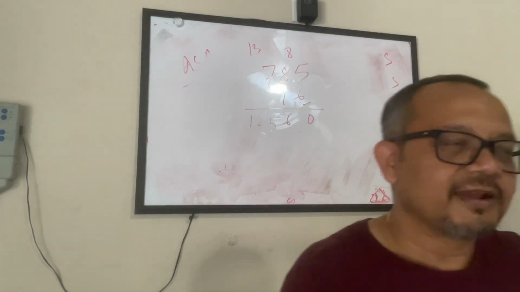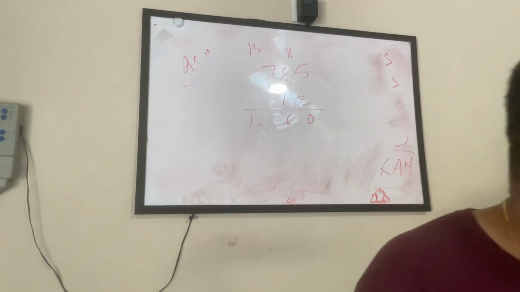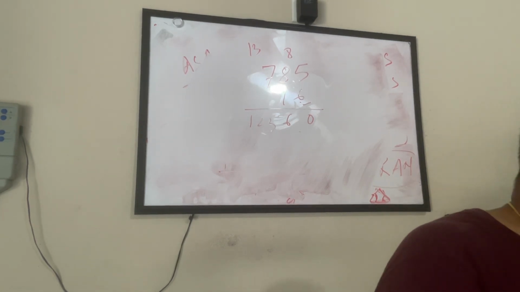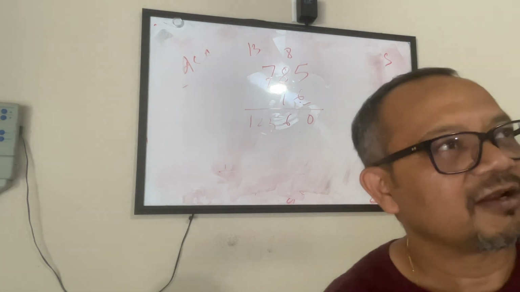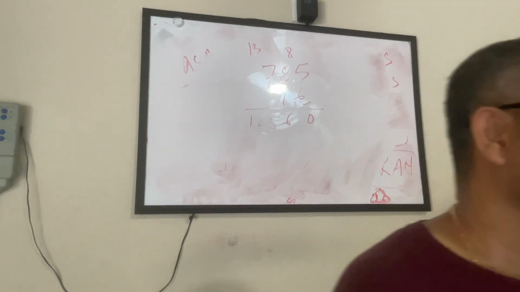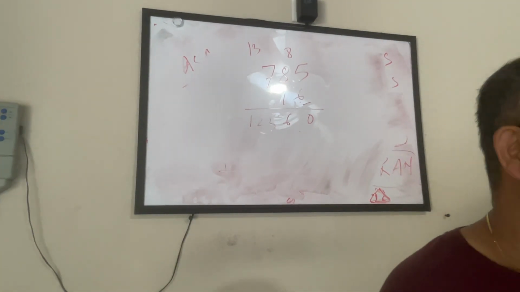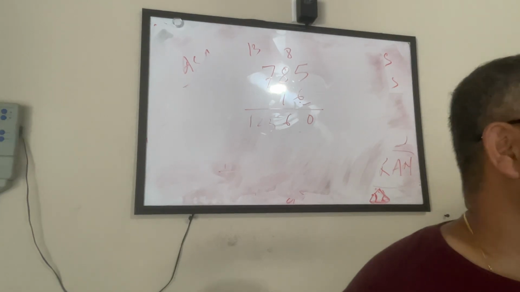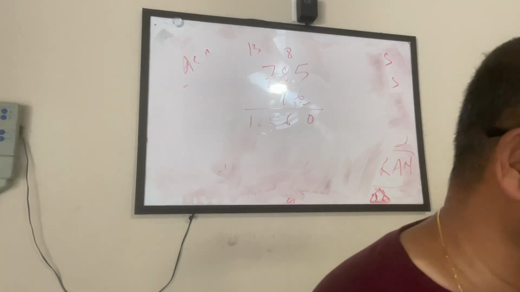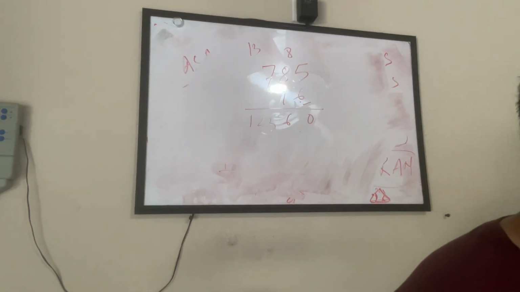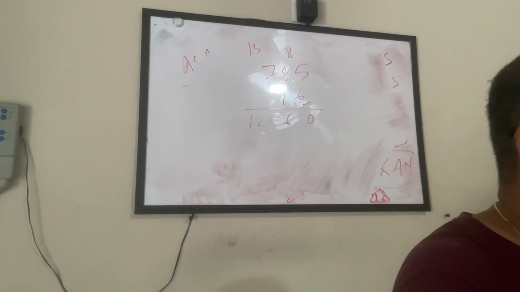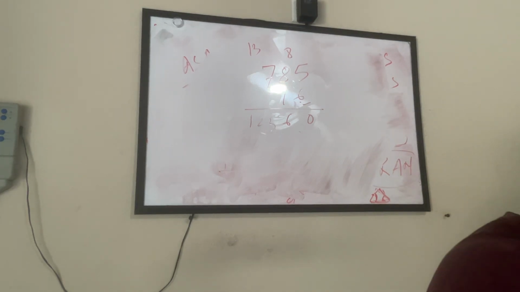Rashika, ready? 12 8 96. 11 9 99. 12 7 84. 8 8 64. 12 9 108. Okay? So, good job. But same thing, I'll keep on repeating myself. Alright, let's see who did not.